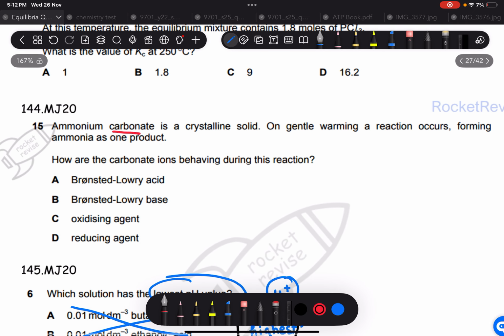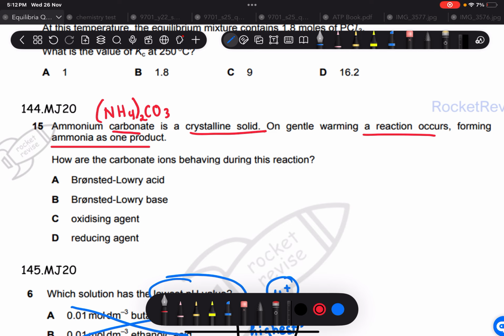The next question says that ammonium carbonate, okay, let's write down the formula first: for ammonium NH4 and then for carbonate CO3. Since carbonate has a 2 negative on it and ammonium is a +1, we're going to require 2 ammoniums to balance it out. It is a crystalline solid. On gentle warming a reaction occurs forming ammonia as one of the products. How are carbonate ions behaving during this reaction?